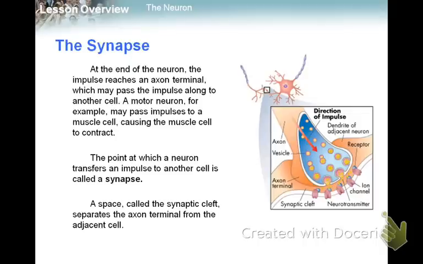What happens at the axon terminal? Motor neuron may pass impulses to a muscle cell, causing that muscle cell to contract. That transfer point, where the neuron is giving that impulse to another cell, either a muscle cell or another neuron, is called a synapse. And there's space there called the synaptic cleft. It separates the axon terminal from the next cell over. So there's actually space in here between the axon terminal and the dendrite of the next neuron.